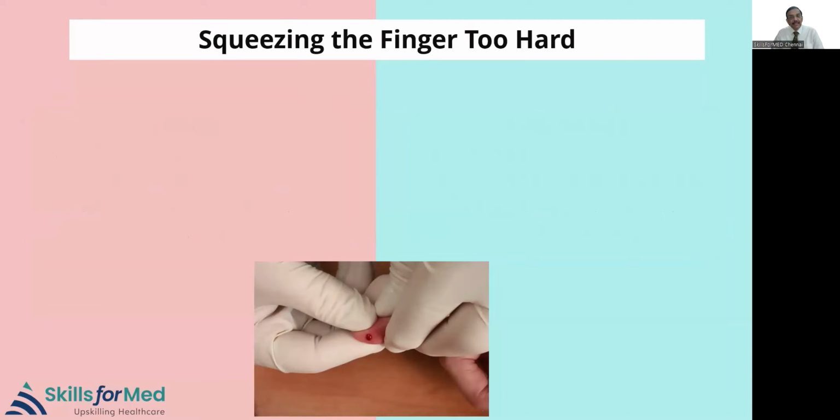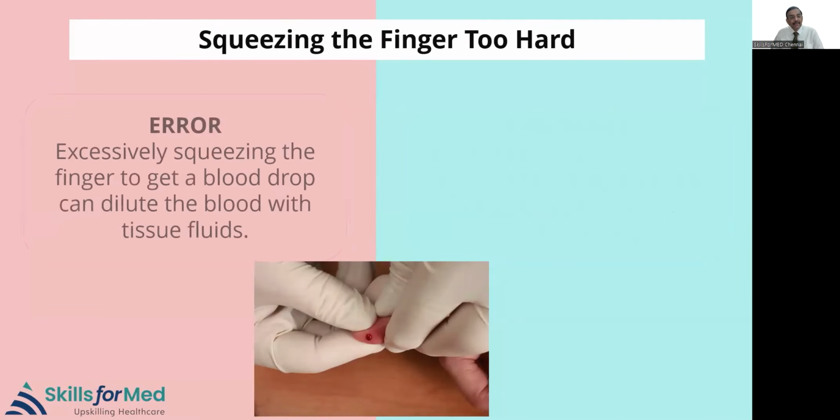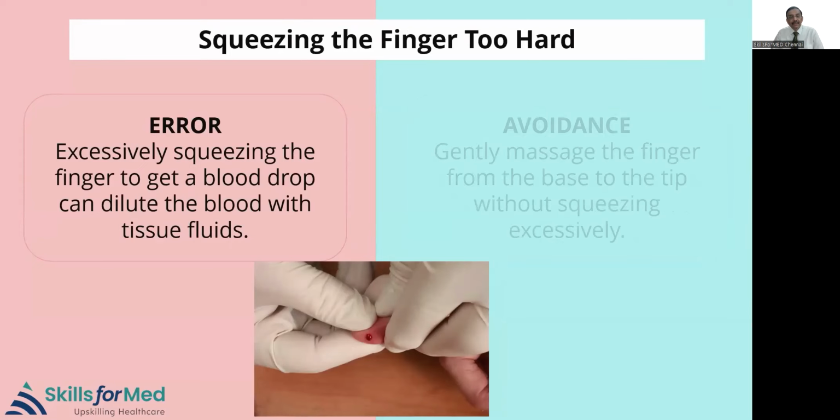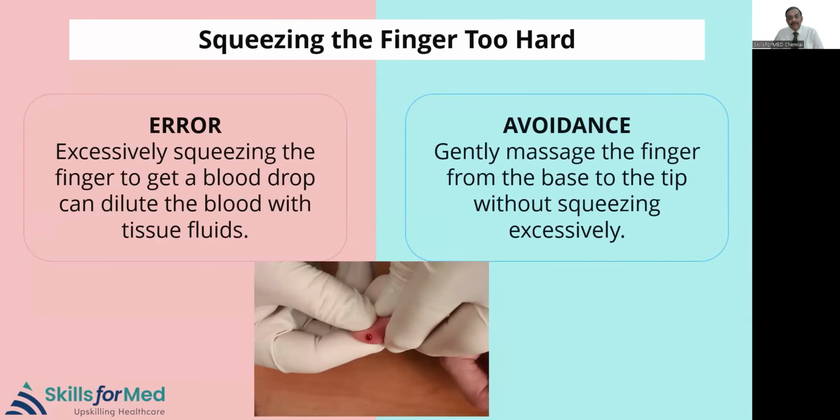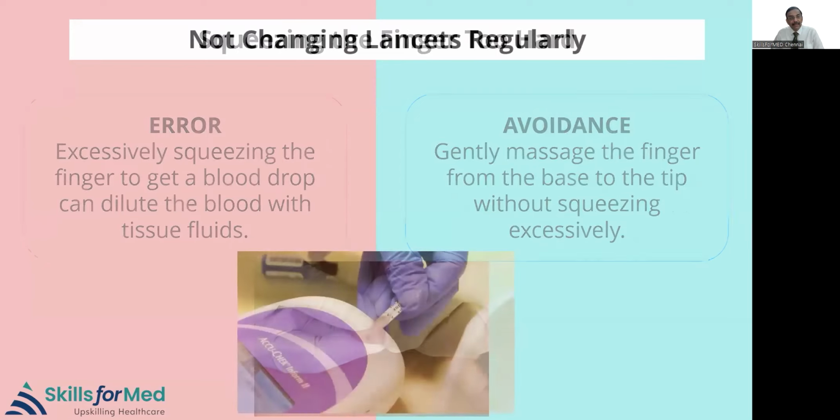The third is squeezing the finger too hard. Again, will lead to more of interstitial fluid coming and diluting the blood. Therefore, gently massage the finger without squeezing excessively if you want to get the blood out. So that's the third point about capillary blood glucose.